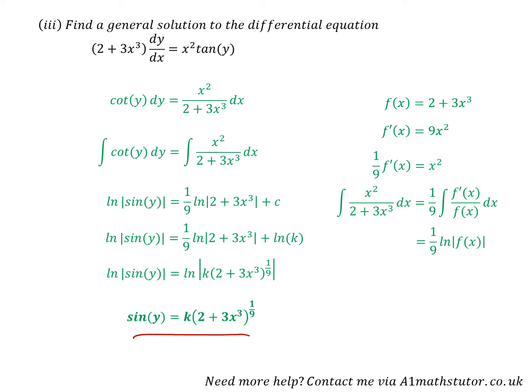So the ln k, the 1/9 came into the power of the 2 plus 3x cubed here, and then ln k, because it's a plus here, becomes multiply inside the ln. And then when I take the lns away, I get sine y equals k times 2 plus 3x cubed to the power 1/9.